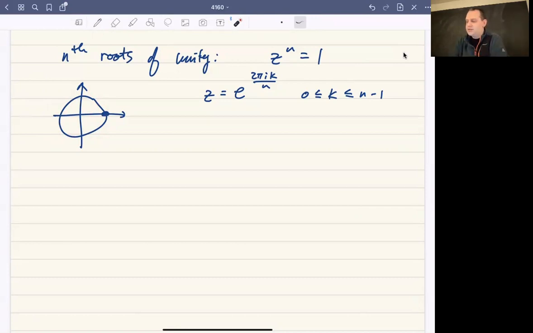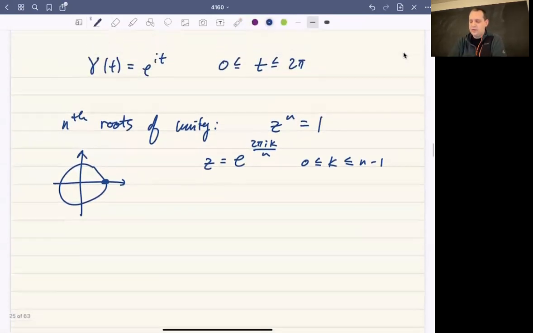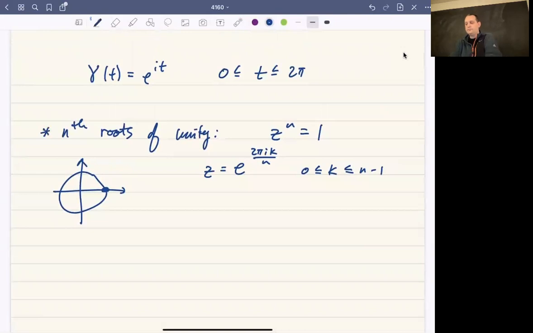Then, of course, we stop. When we get to k equals n, we get e to the 2 pi i again, which is this point, so we don't need that. So here are n distinct points on the unit circle, all satisfying z to the n equals 1. You can check that if you take all of these numbers and raise them to the nth power, you get e to the 2 pi i k, where k is some integer, and therefore you get 1 plus 0 i, or just 1. So this is another way to think about the nth roots of unity.